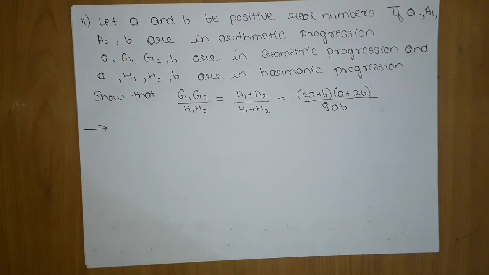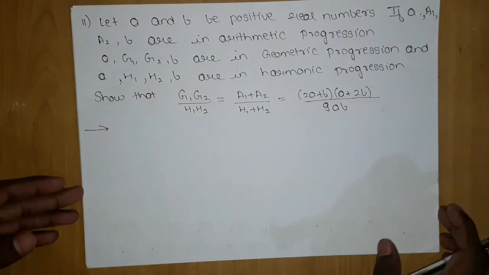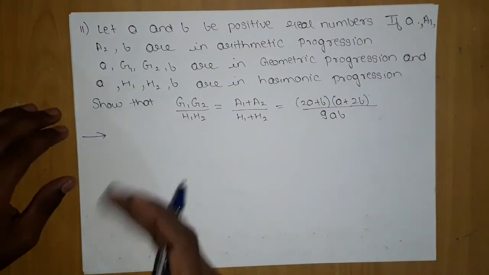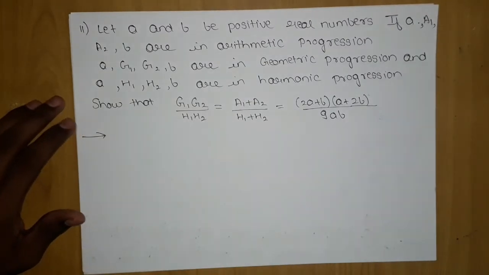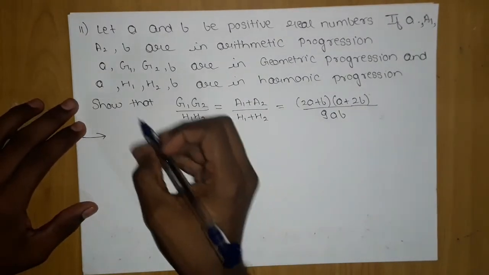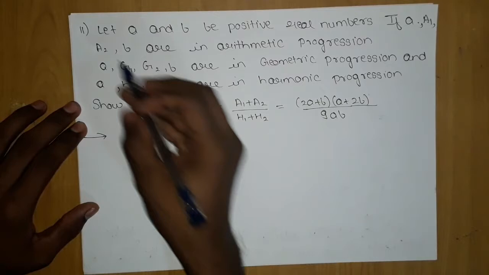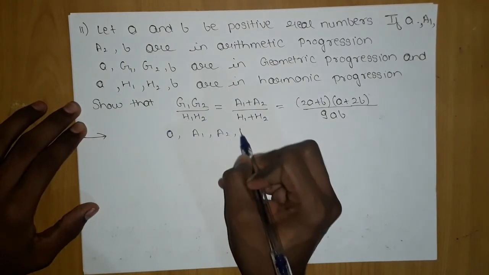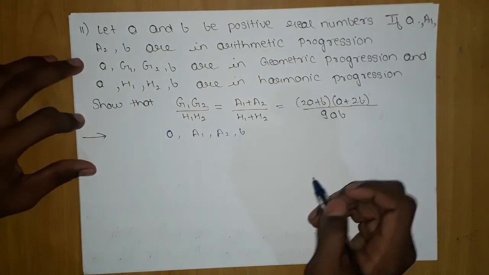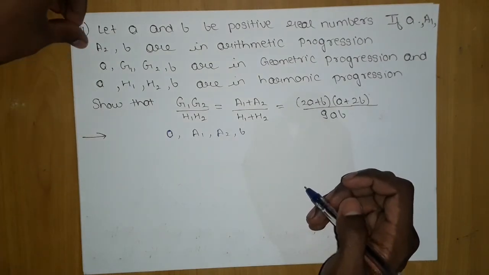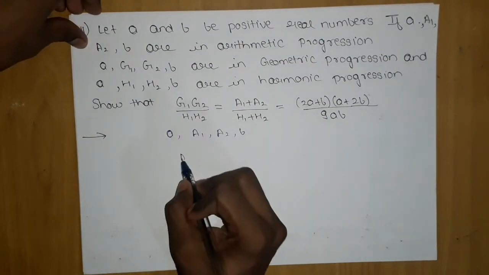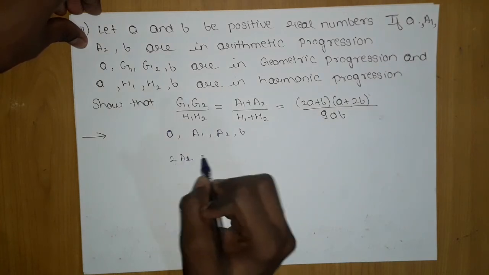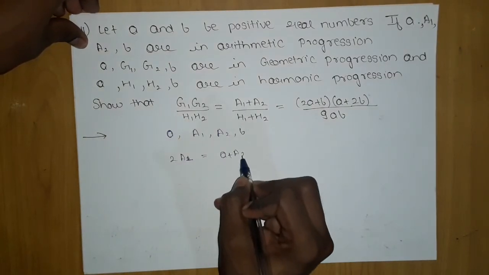Now how can we do this? Just think. Listen, first we want to show that these three are equal. One thing: if a, a1, a2, b are in arithmetic progression, can I say that twice a1 is nothing but a plus a2?